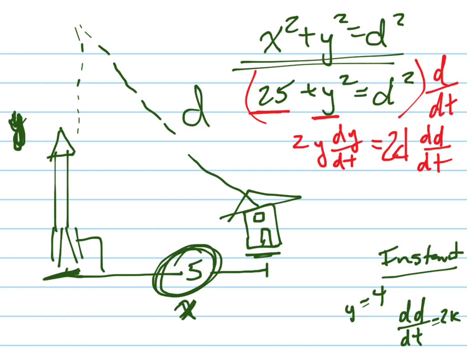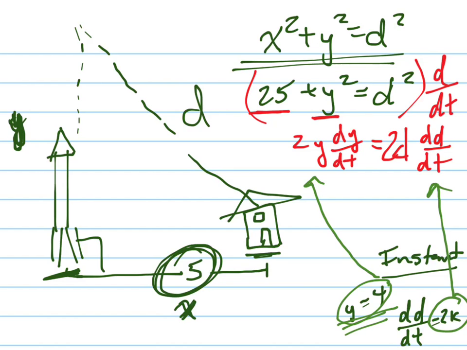And now that I've done that, I can plug in 4. I'll go ahead and draw some lines here. I'm going to plug 4 in for y. I'm going to plug 2,000 in for dd/dt. And I still need to find one of my other variables. Well, I can find that because I see that y is 4. So if y is 4 and x is 5, what's d?